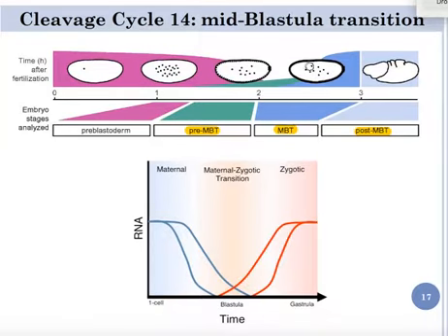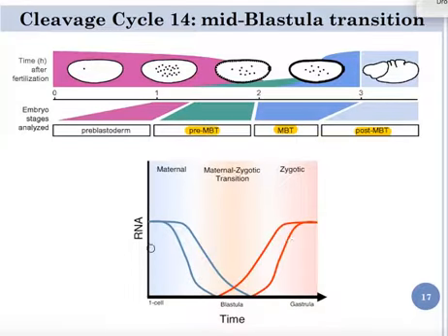So why is the MBT, or cycle 14, or the cellular blastoderm stage, highly important? If you look at this graph, we can see the modification in terms of messenger RNAs during time.